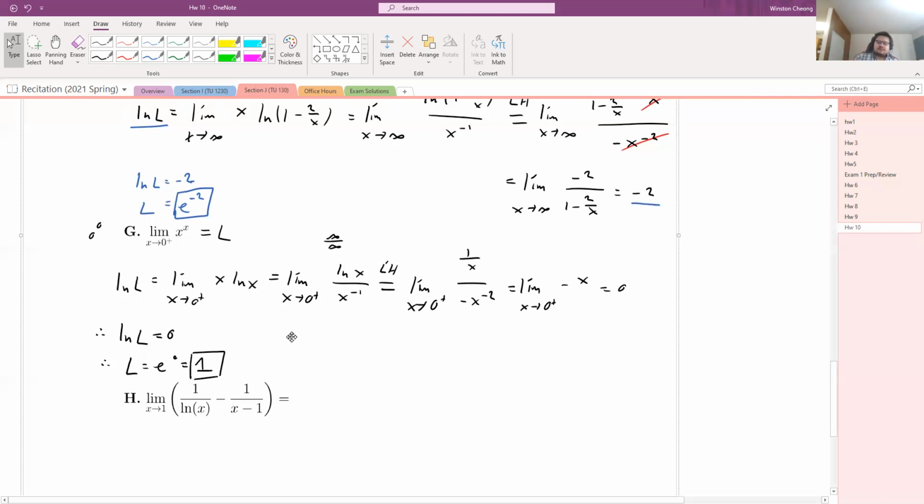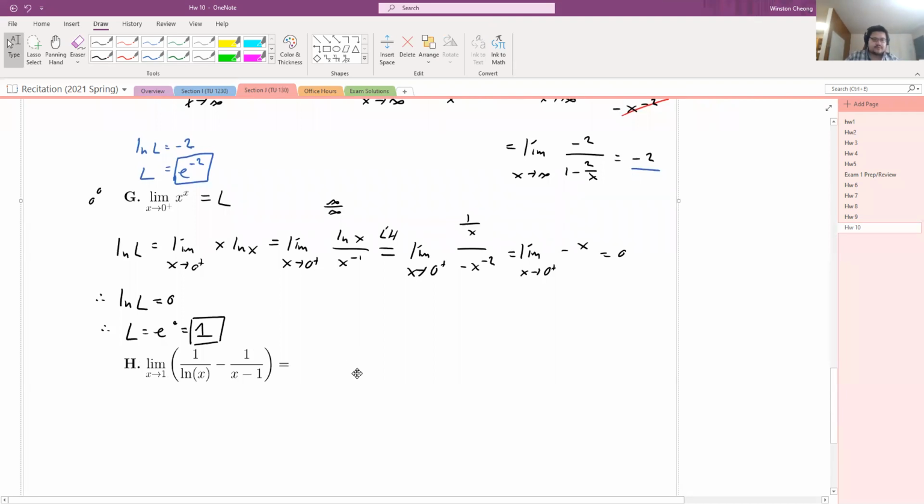Because the last problem, H, is slightly different. So if you plug into H, what you would get is 1 over 0, which is infinity, minus 1 over 0, which is infinity. So you end up with infinity minus infinity for this. It's always rare to find these infinity minus infinity things, and this one is kind of more complicated than normal, so it's nice in that regard.